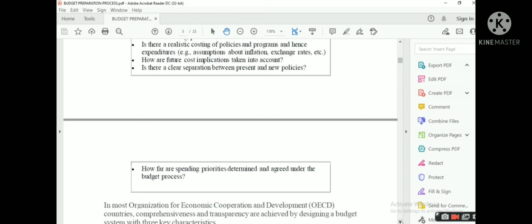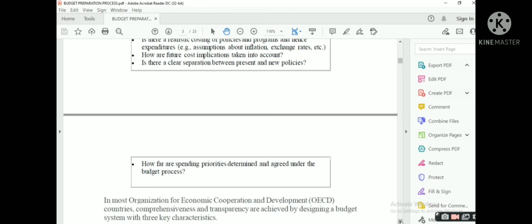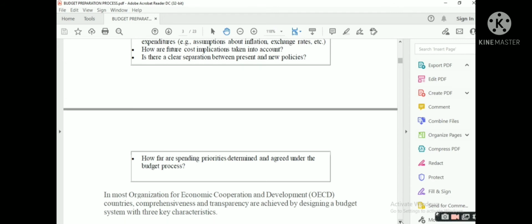In most Organization for Economic Cooperation and Development (OECD) countries, comprehensiveness and transparency are achieved by designing a budget system with three key characteristics. Annuity. A budget is prepared every year, covering only 1 year, voted every year, and executed over 1 year. While maintaining the core concept of annual authorization, this principle has been modified at the preparation stage, such that most OECD countries now develop the annual budget within a multi-year perspective, through the preparation of medium-term revenue and expenditure frameworks. A very few are moving toward determining budget appropriations for more than 1 year at a time.